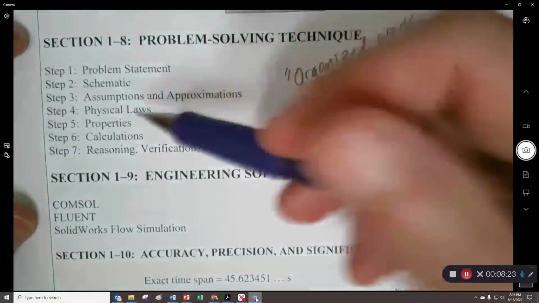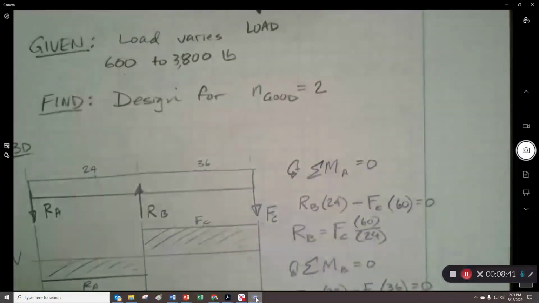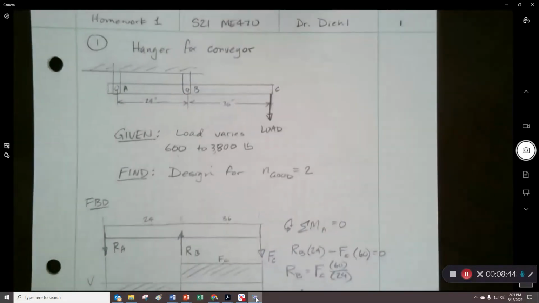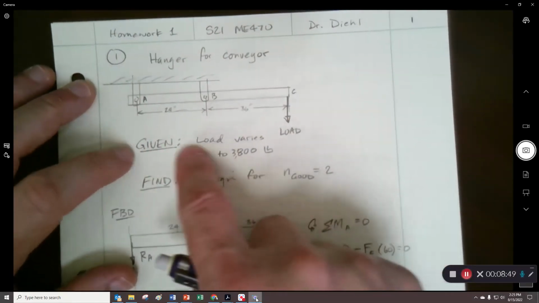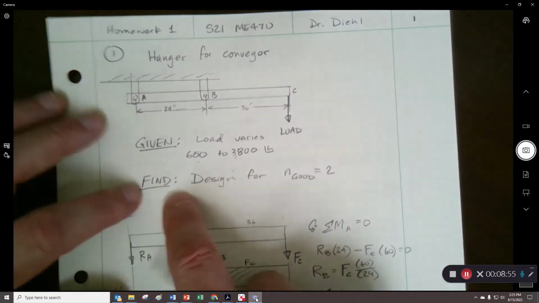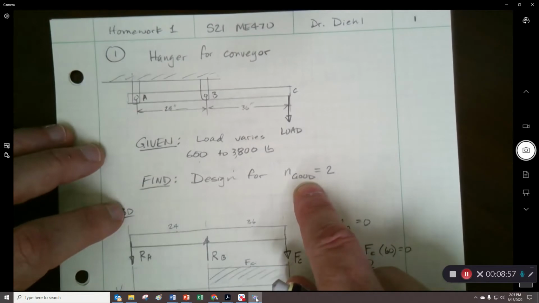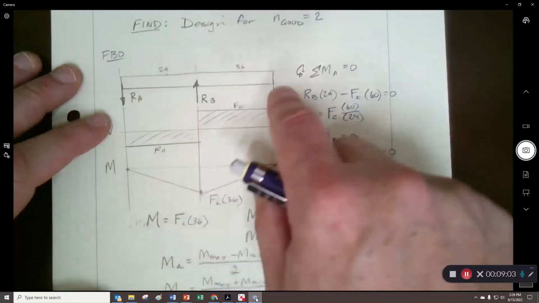But something along these lines is what it will look like, so let me see. This is a long problem. Okay, so here's a problem that I did in mechanical design last fall, right here. It was to design this hanger conveyor. I have my name and everything up here. I made a drawing of the problem. The load was varied from 600 to 3,800 pounds. I wanted to design for a safety factor of 2. I do my shear moment diagram right here with an FBD on top of it.